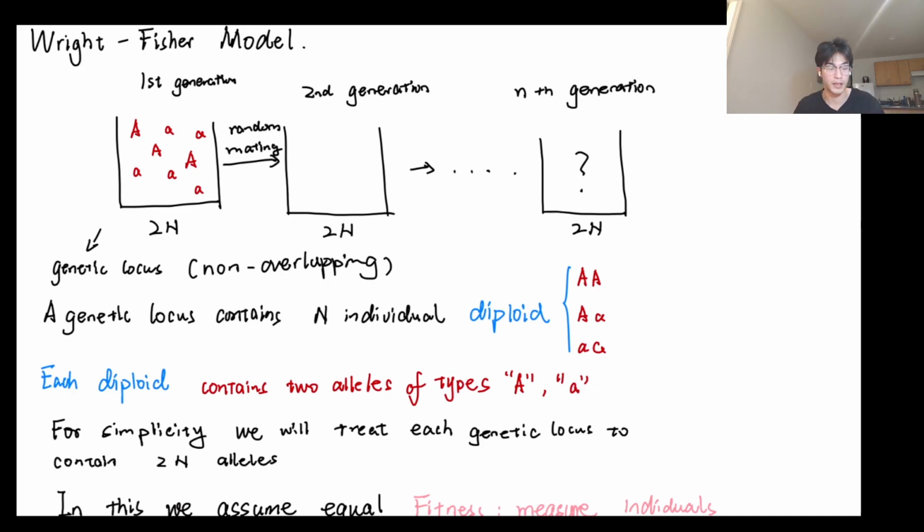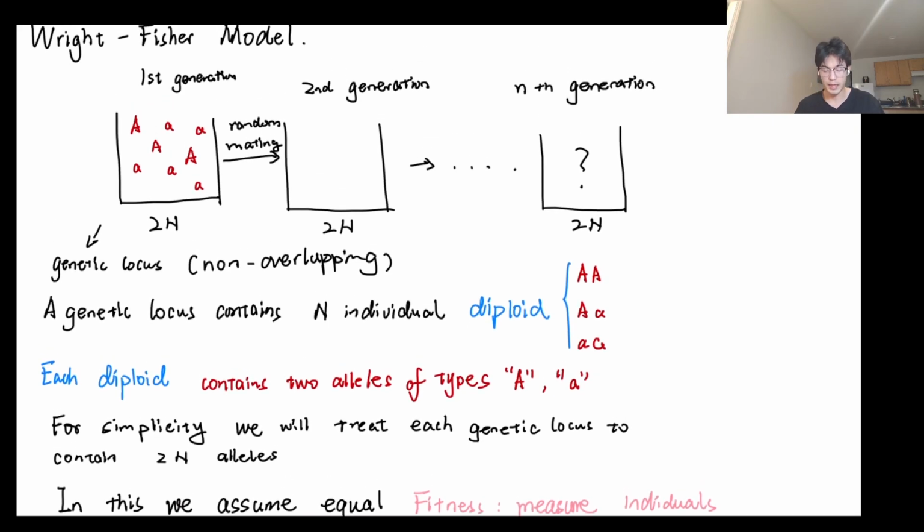This is a pretty famous experiment and explanation of the alleles. When we are looking at each genetic locus, it contains an individual diploid, and when we are using each allele as a unit, it contains 2n number of alleles. For simplicity, we'll not be thinking about diploids this time. We'll be thinking, okay, each genetic locus contains 2n alleles, and we will be talking about alleles as a unit of measure. So you can forget about the diploid.